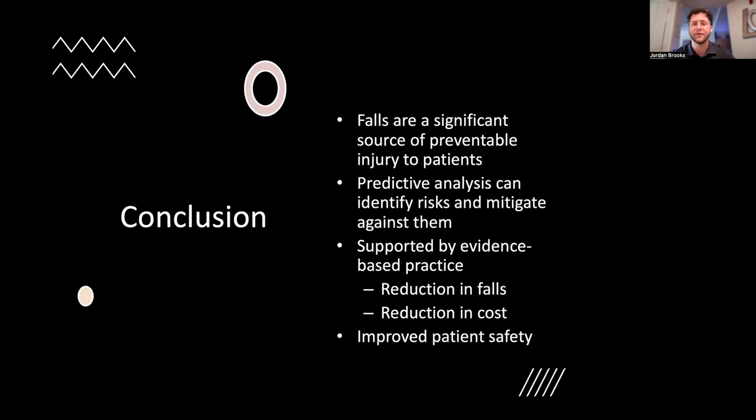In conclusion, falls are a significant source of preventable injury in patients. Predictive analysis can identify risks and mitigate against them. This is supported by evidence-based practice in reduction of falls, reduction of costs, and overall will improve patient safety.